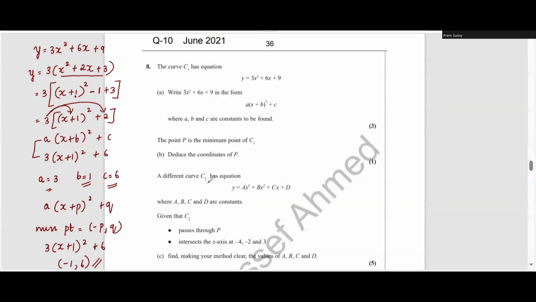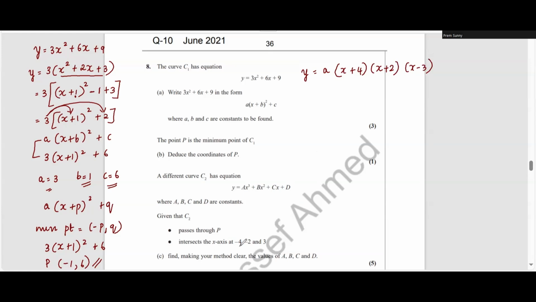Part B, so let's take this as P because it's mentioned here, the coordinates of P. Minimum point is P. A different curve C2 has equation y is equal to ax cube plus bx square plus cx plus d. We need to find out what a, b, c, d are. And conditions are given. It passes through P and it intersects the x-axis at -4, -2, and 3. If it intersects the x-axis at -4, -2, and 3, then it will be in the form of y is equal to a into x plus 4 into x plus 2 into x minus 3.